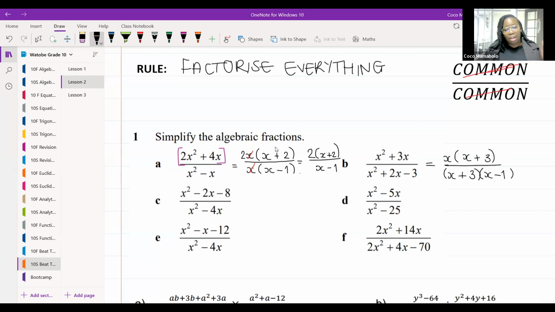Beautiful, excellent. Now tell me, Jasmine, do I see something on the top and on the bottom? A common bracket. Good, it's x plus 3. Beautiful. So what I'm going to do is cancel them. My answer is, let me write it again, x over x minus 1. Beautifully done. Amazing. Well done. That's the answer I was looking for.